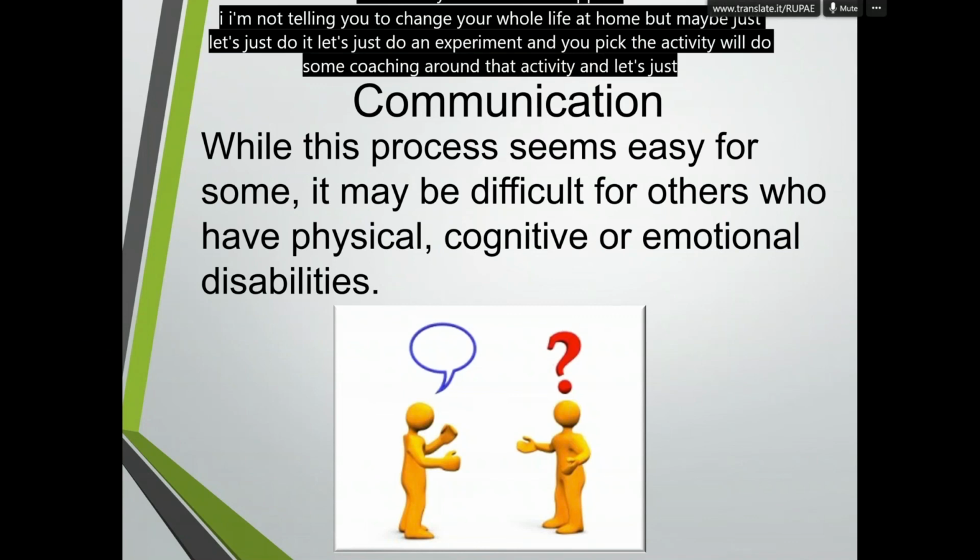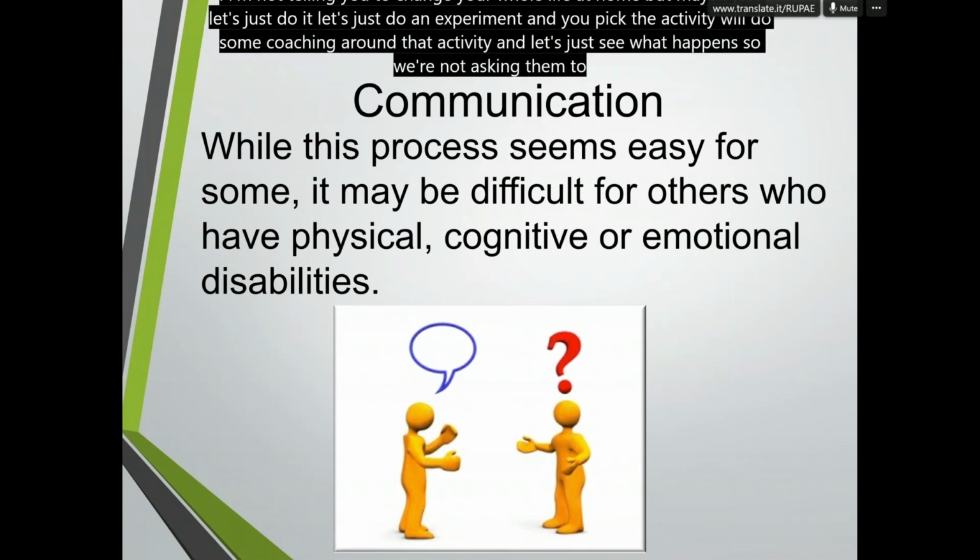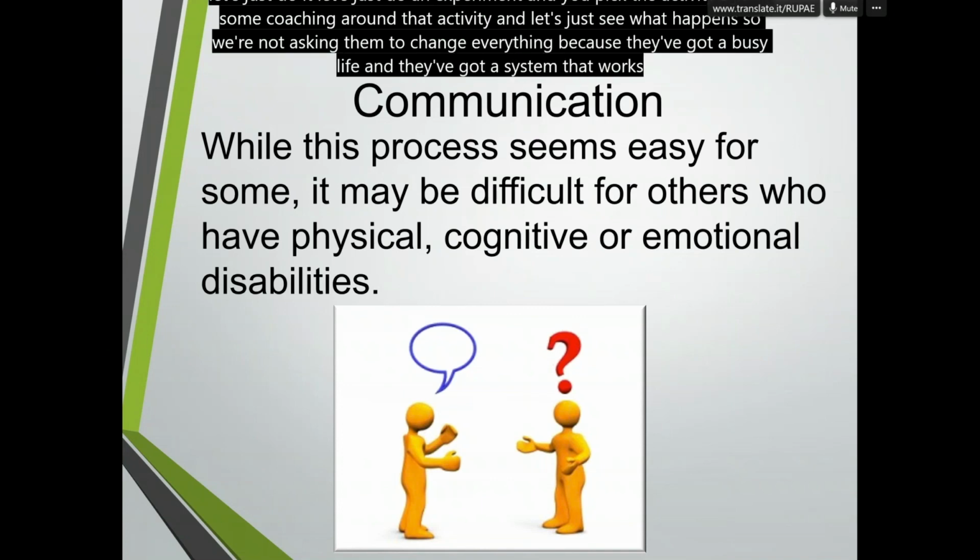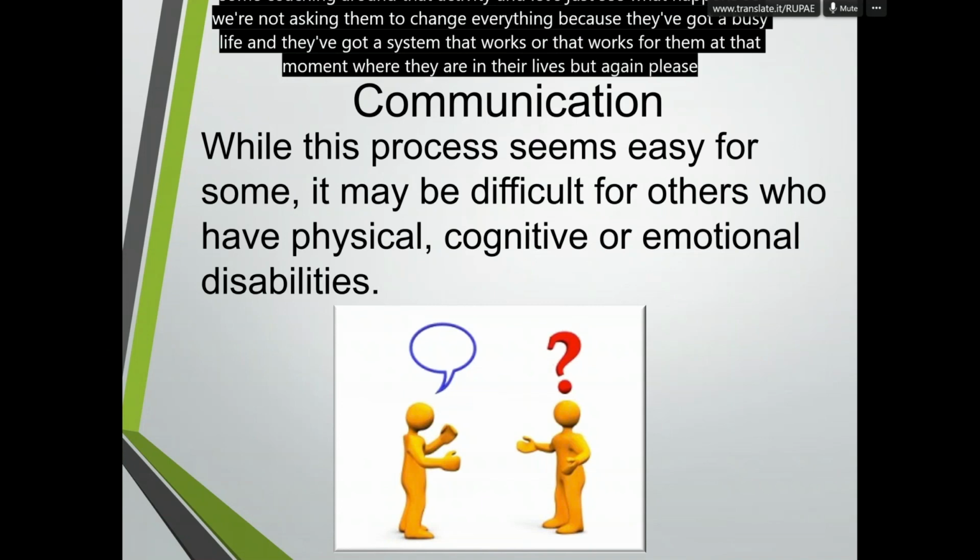So we're not asking them to change everything because they've got a busy life and they've got a system that works, or that works for them at that moment where they are in their lives. But again, please contact me or your speech path. I'd love to speak further about that.